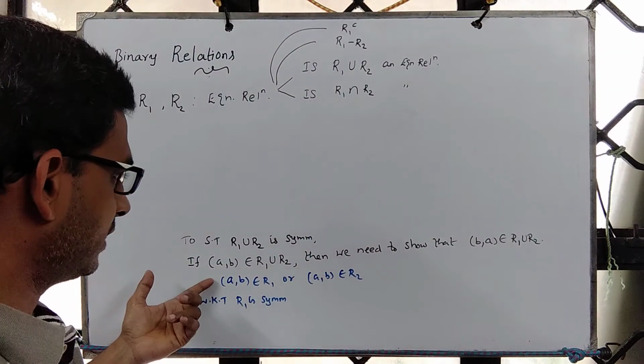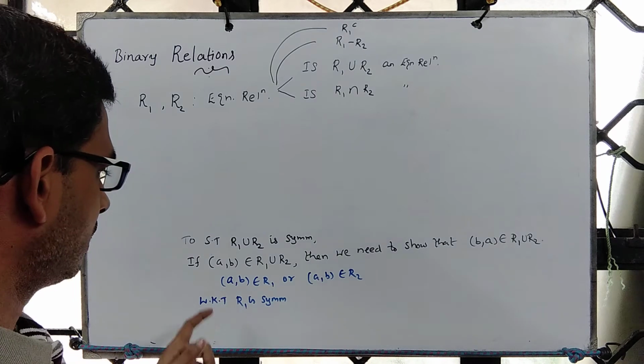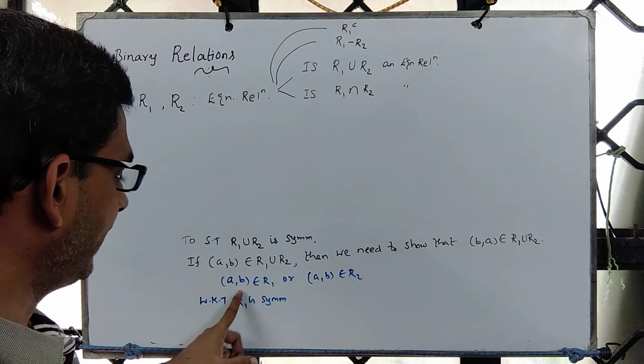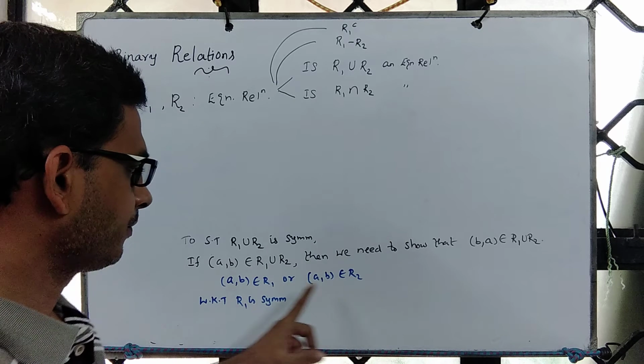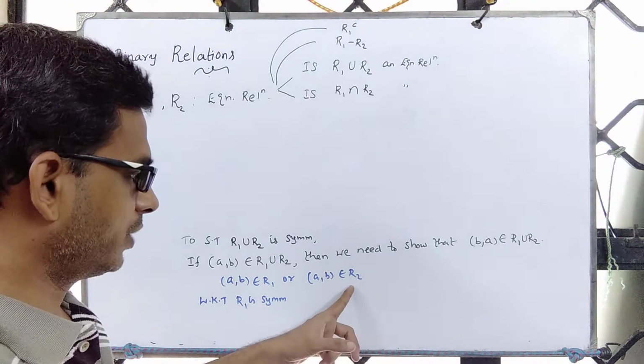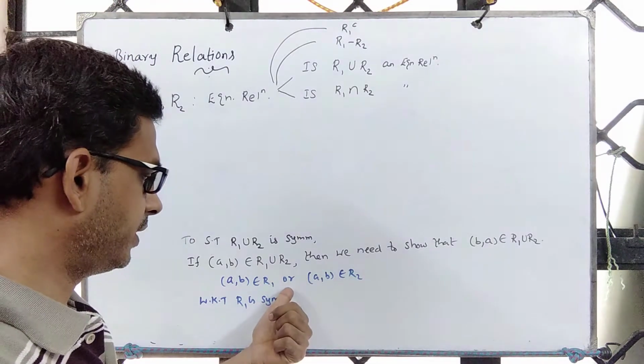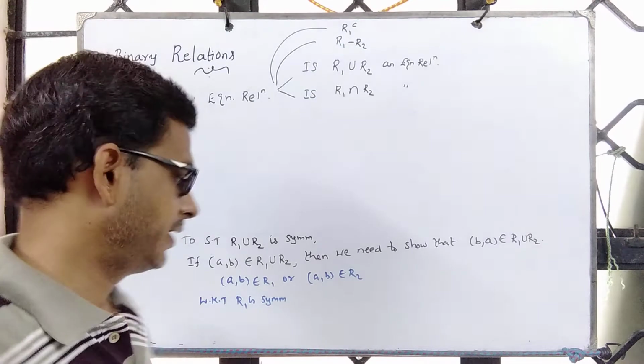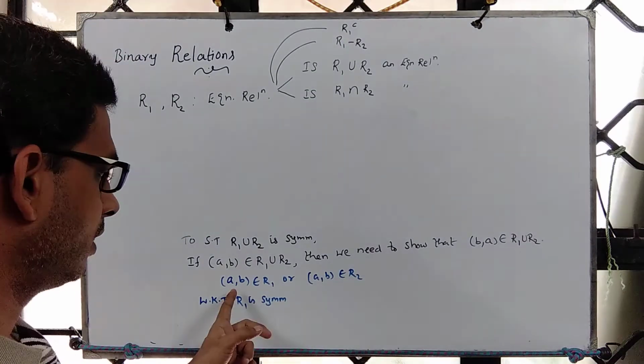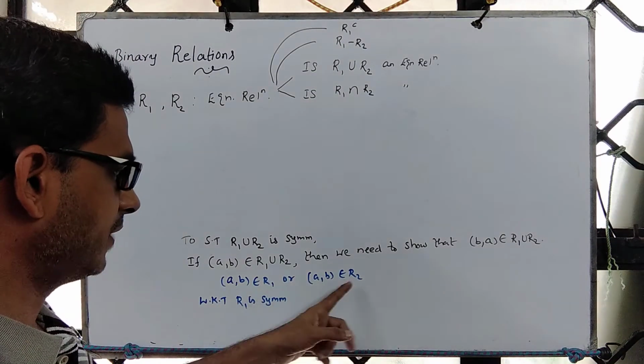Let us continue our discussion on this. By definition, we know (a, b) belongs to R1 or (a, b) belongs to R2. Please note, this is an inclusive or. It may be the case that (a, b) is present in R1 as well as in R2.